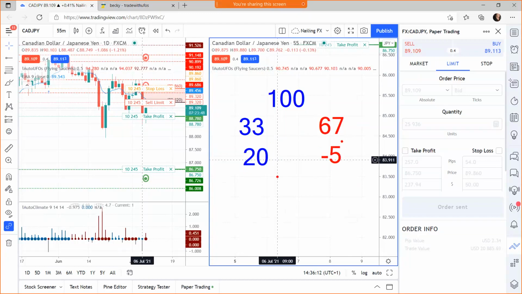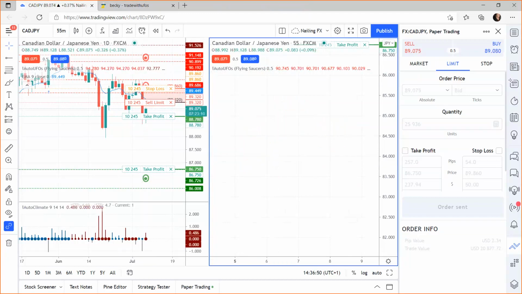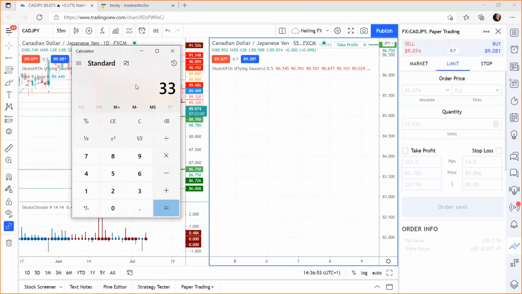Then you would do the maths on that. I can't do that in my head, so I'm going to get a calculator out and do this. So if you did 33 times 20, that's 660, but then you had 67 times minus 5, which is 67 times 5, let's do that. So 335 minus 660. So you would be up 325 in that case, even though you were wrong more than you're right.